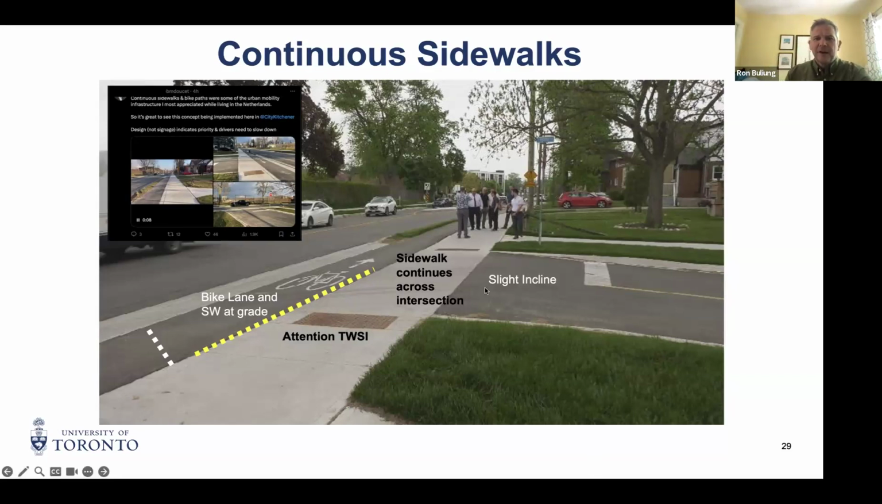This popped up in my LinkedIn yesterday, the continuous sidewalk. This is an example from Kitchener. It's kind of interesting.